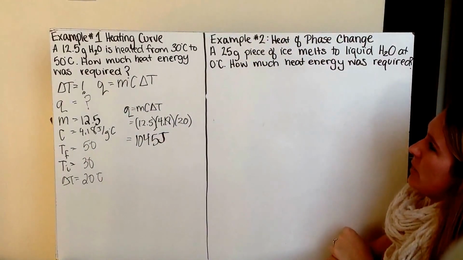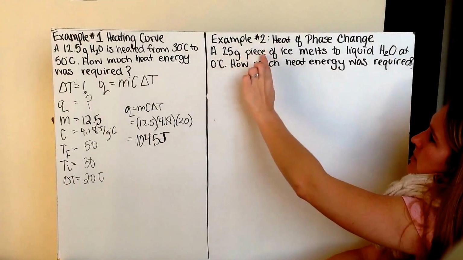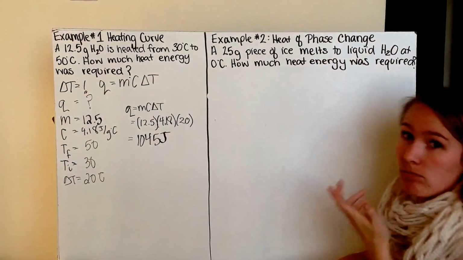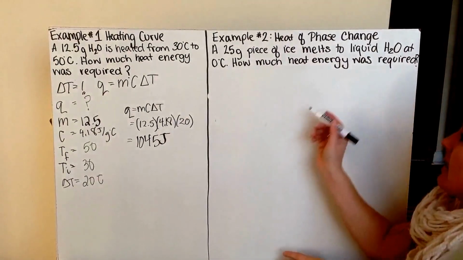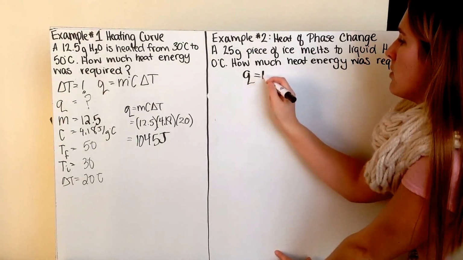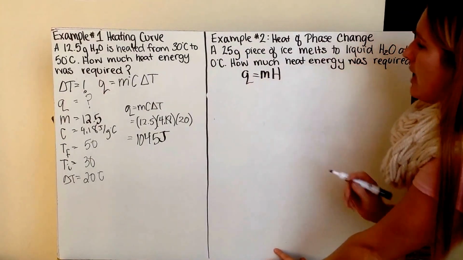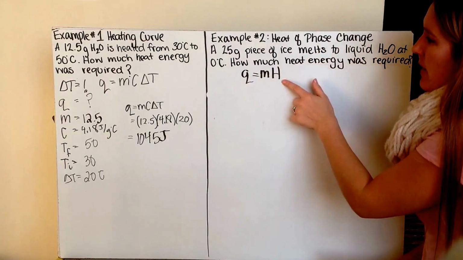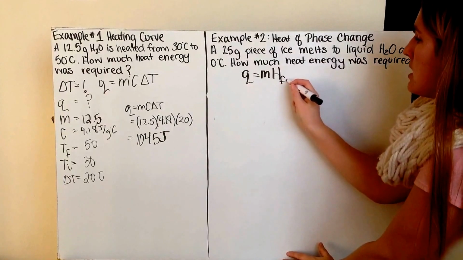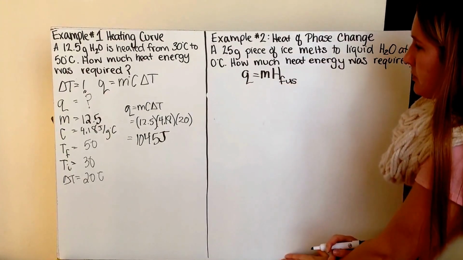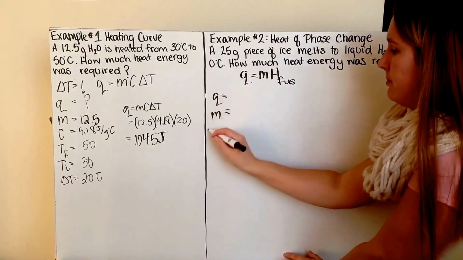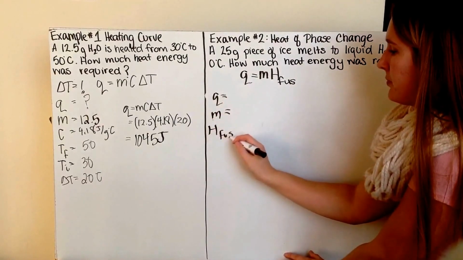Looking at example 2, I have 25 grams of ice melting to liquid water at 0 degrees Celsius. No change in temperature. That means I'm at a phase change. Therefore, I must use my equation Q equals mH. Now, what subscript on H depends on my phase change? I'm melting. Melting, I'm going to use heat of fusion. So, 3 variables: Q, m, heat of fusion.